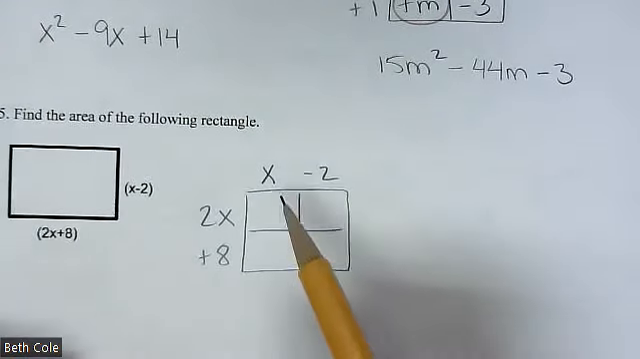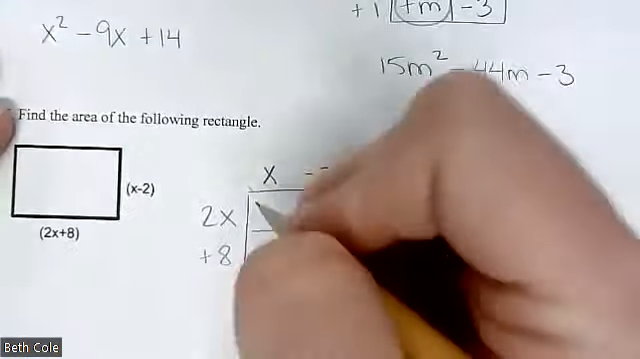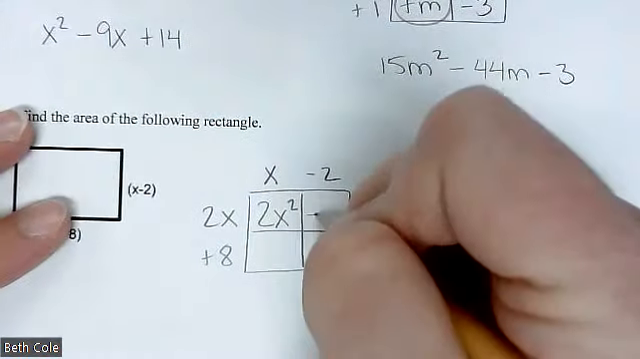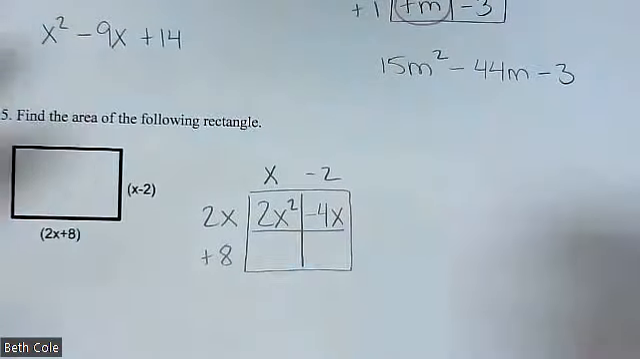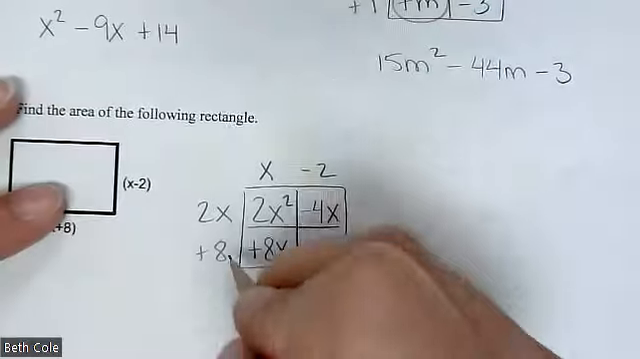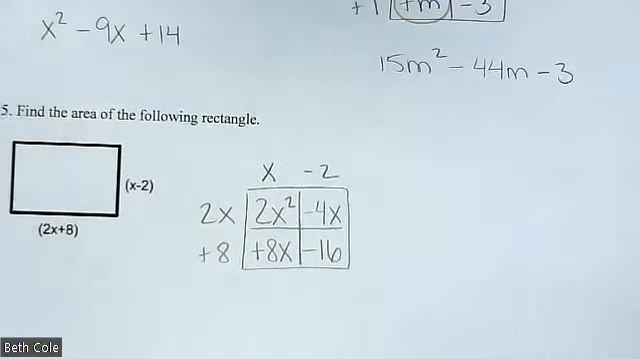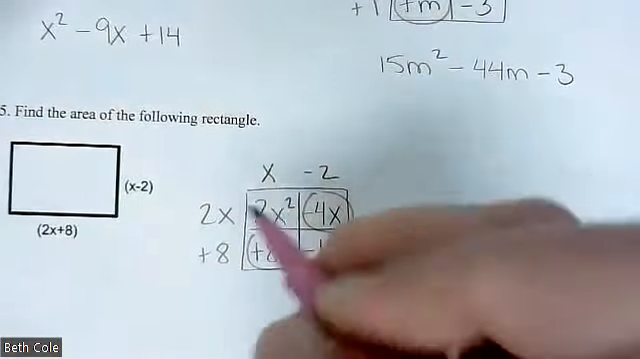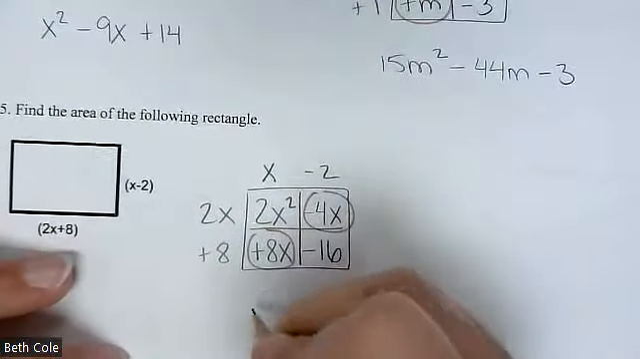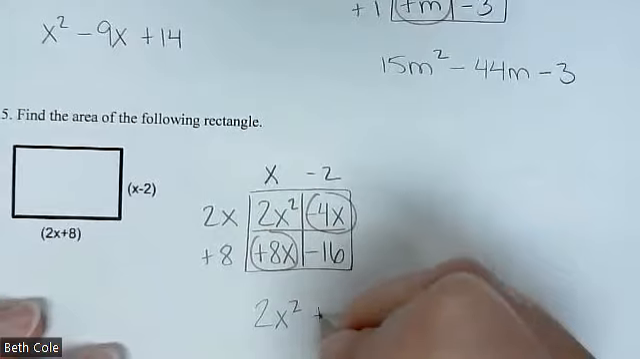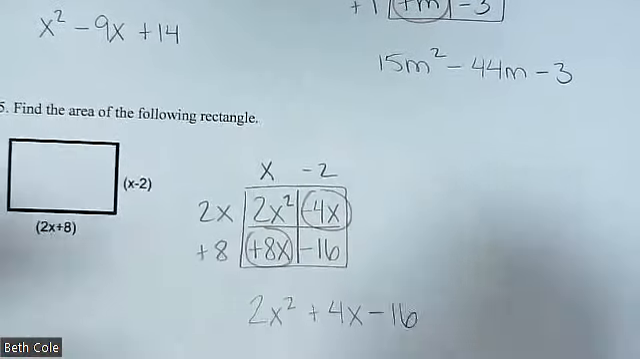What did you put in the first little box? 2x squared. Good. We're getting there with the squared. All right. And then this one, negative 4x. Perfect. And then this one, 8x. And then 8 times negative 2. Oh, close. Negative 16. All right. And then these are going to go together. So it should be 2x squared, and then 4. Good, 8 minus 4 is 4, 4x, and then minus 16.